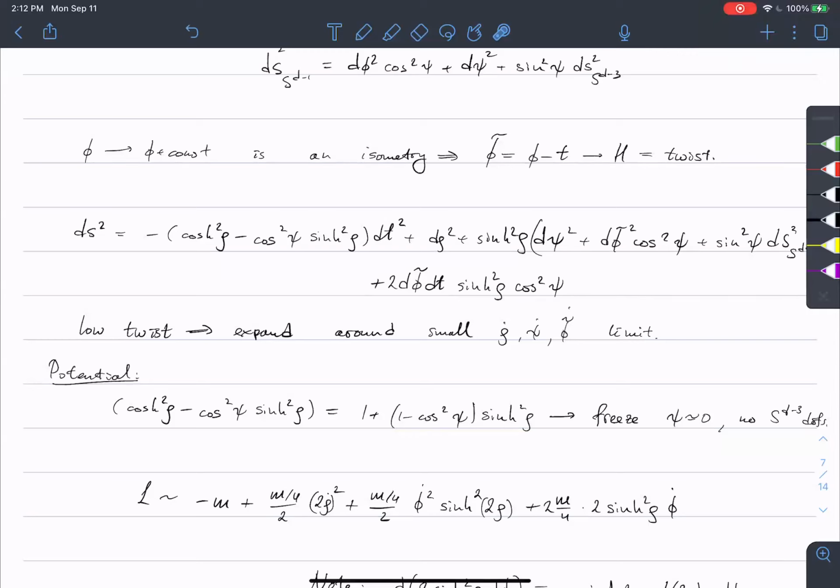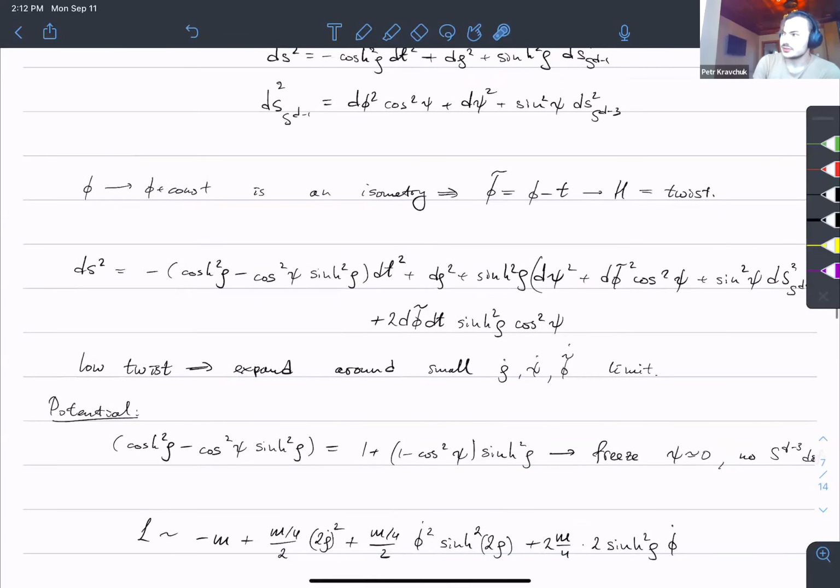Okay. So psi equal to 0 is the pole or the equator? It's the equator, for S^(D-1), but it's also where this S^(D-3) shrinks to 0. Okay. So in some sense, it's sort of like you're spinning very fast, so you get pushed to the equator. Exactly. Yeah.